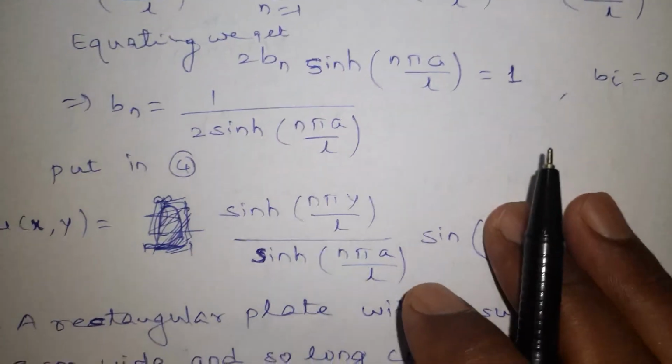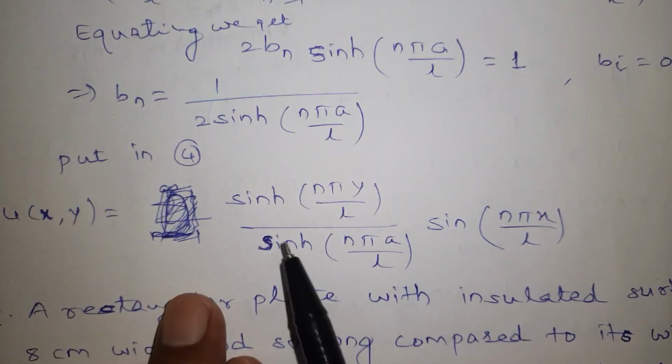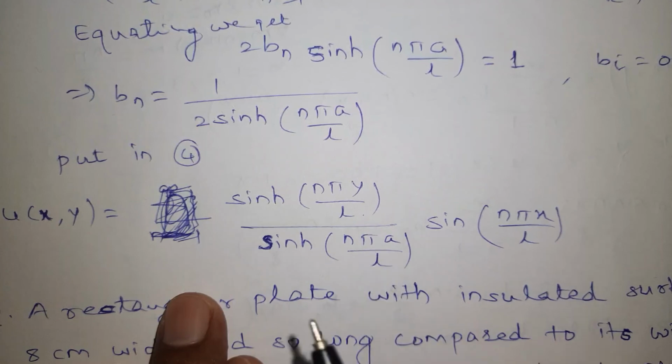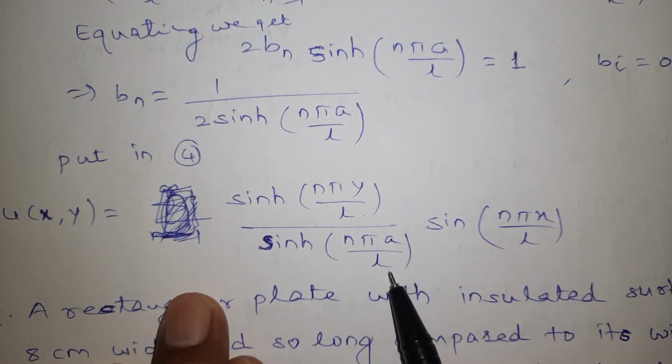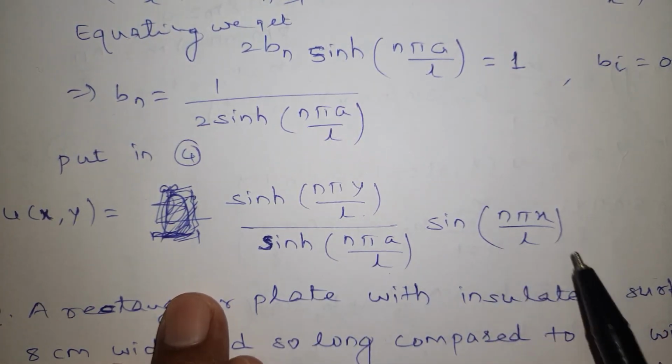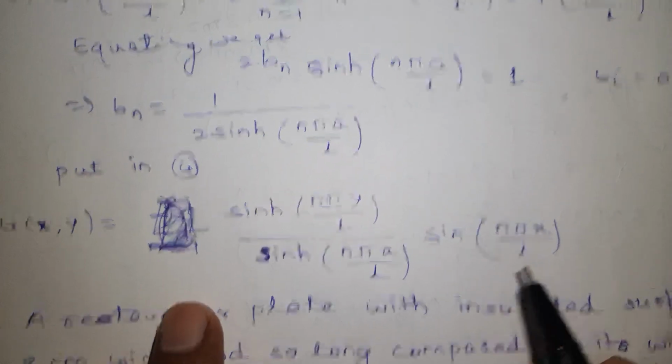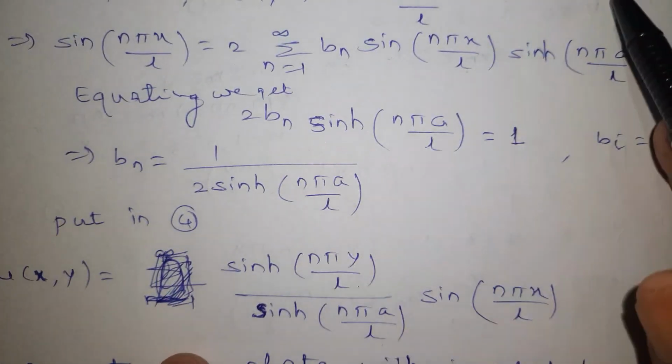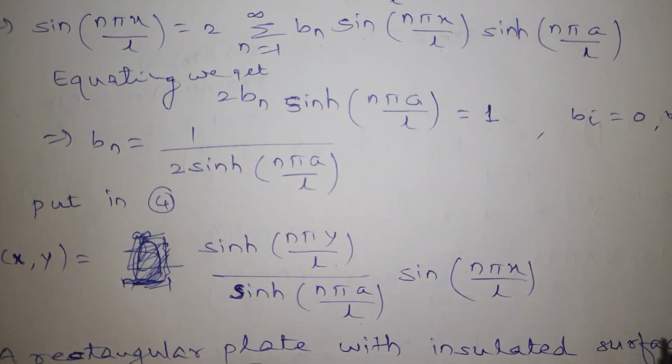So our final answer is u of xy is equal to sin h n pi y upon L, sin h n pi a upon L, sin n pi x upon L. Right? I just substitute these values of bn in equation 4. So this is our first example. One more example we will see in our next video.